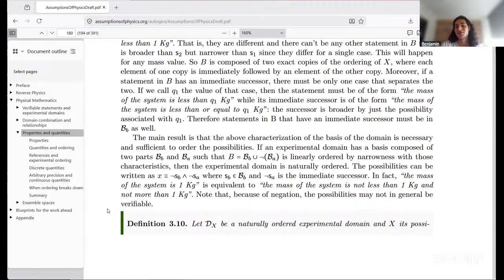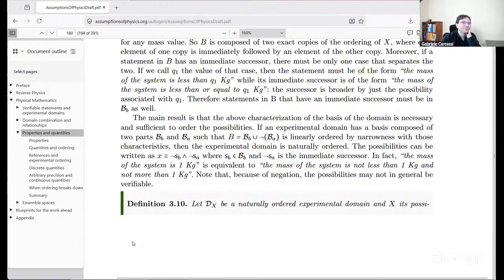Note that because of negation, the possibilities may not in general be verifiable. So this is the thing that took me some time to figure out, that it's the property that we use later in the next section to find the necessary and sufficient condition for ordering real numbers and all that. It's this trick.